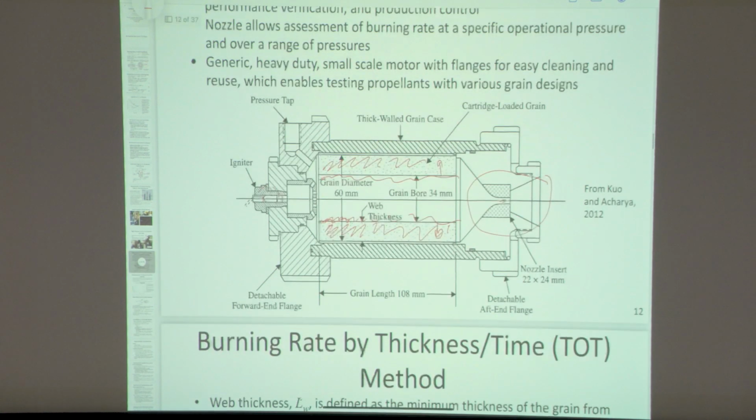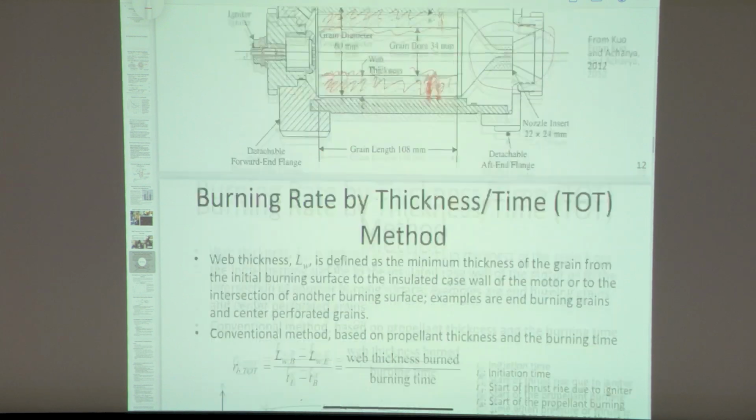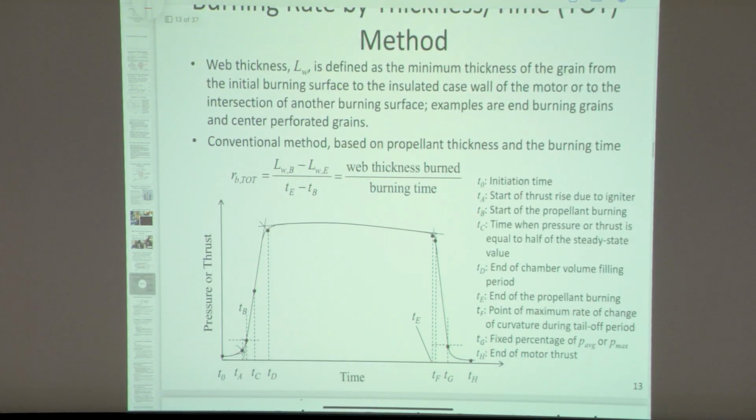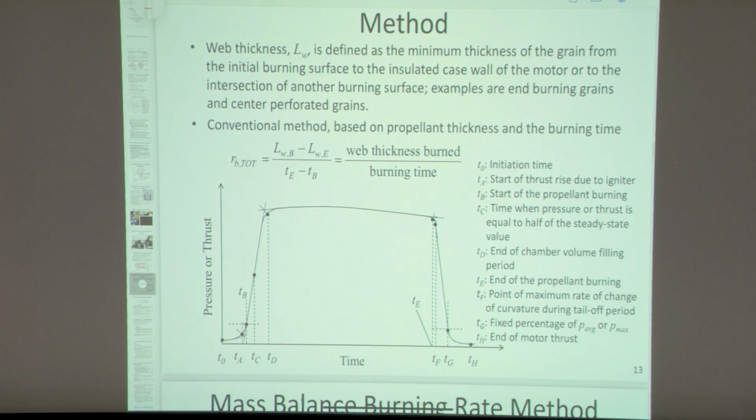So the web, this distance here, is referred to as the web thickness. And initially, since I'm putting the grain in, I know this initial distance, and I'm going to let it burn out all the way to the exit. So I know that distance. And I'm going to eventually measure the time between those two distances. So the web thickness is defined as the minimum thickness of a grain from the initial burning surface to the insulated case wall of the motor or to the intersection of another burning surface.